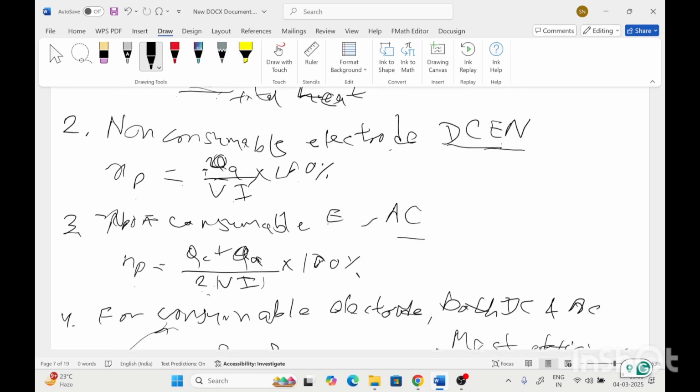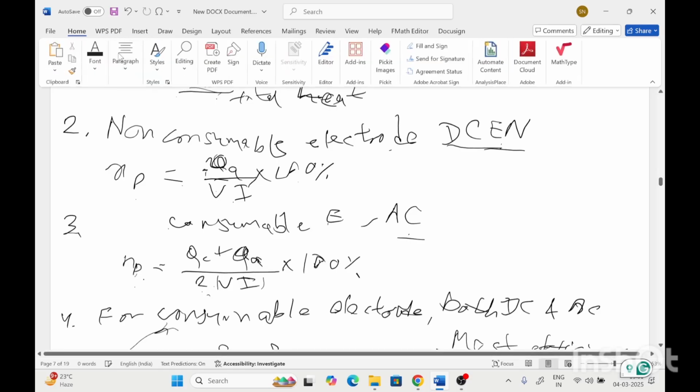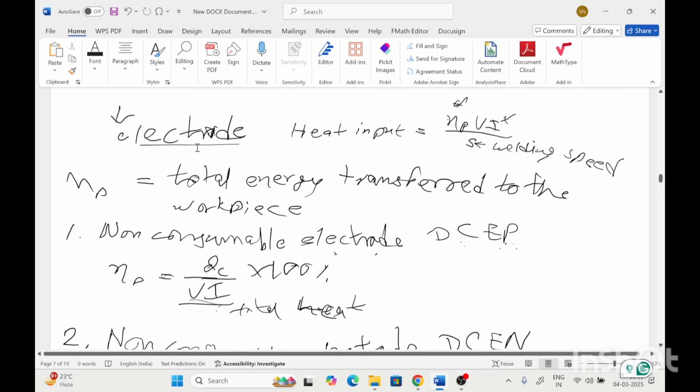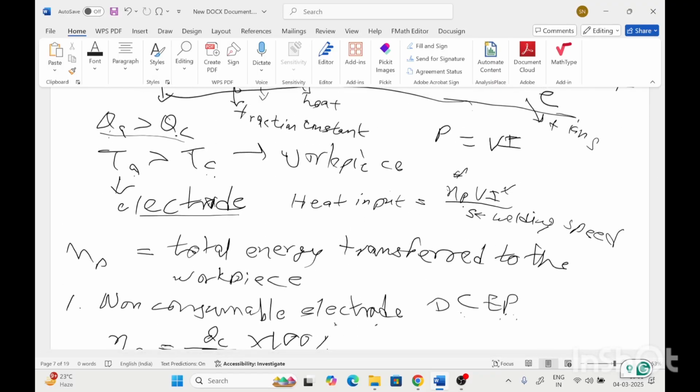And further, if we talk about the non-consumable electrode with AC... Sorry, but what is this ηa and ηp? Sorry, this is efficiency. Yeah, ηp is the heat efficiency. You are asking about this? Yeah, we write the total energy transferred to the workpiece, this is the heat efficiency of the process.